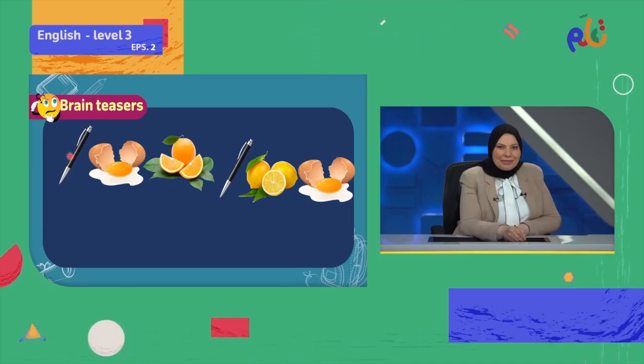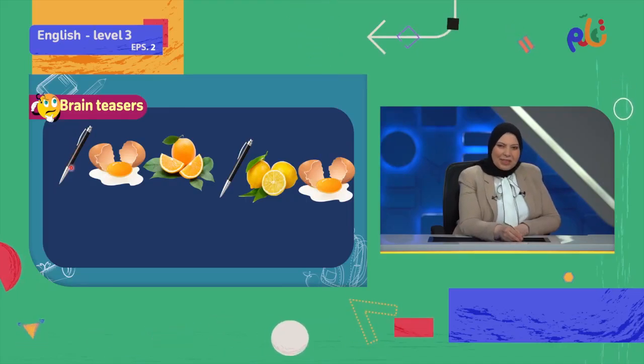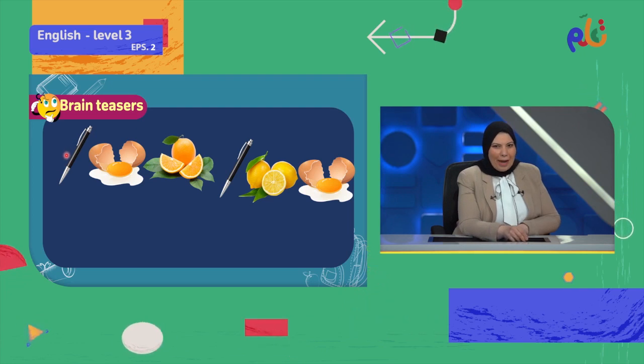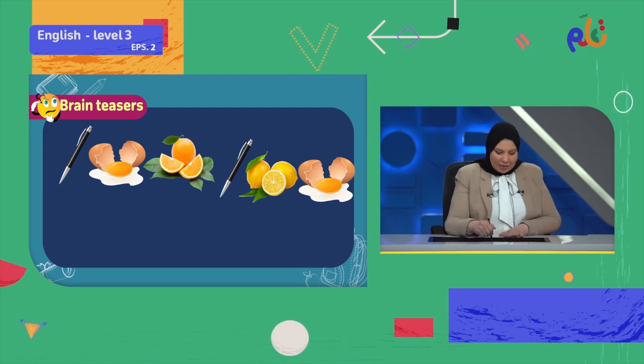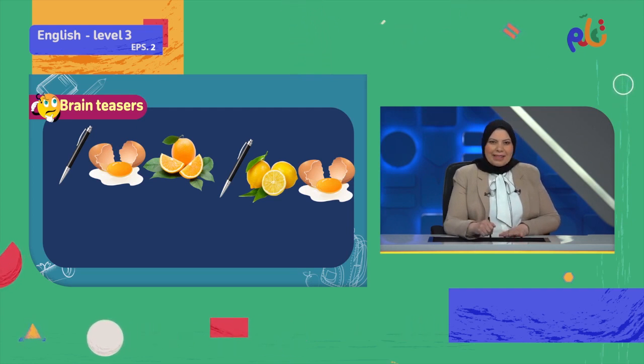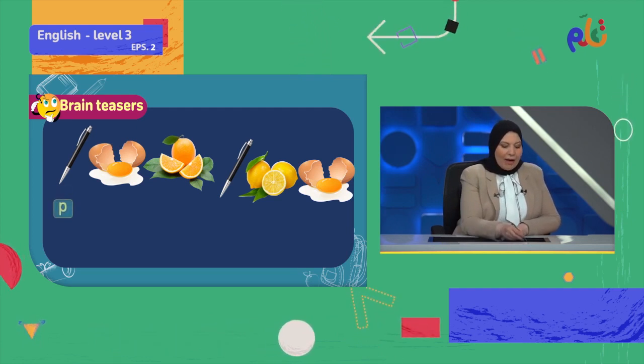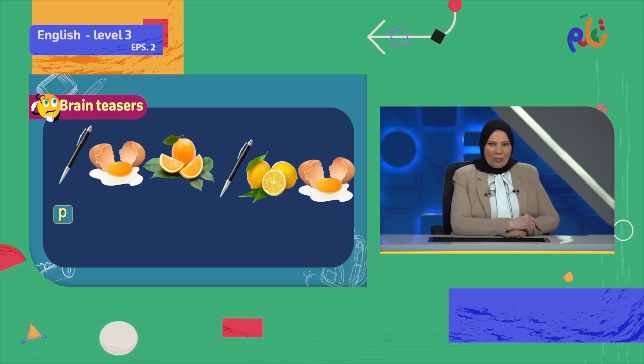So let's look here. What's this word? Yes, so the first word that we have is pen. So here we have pen. So the first letter of pen is P. So we have the first letter for our topic today. The first letter is P.